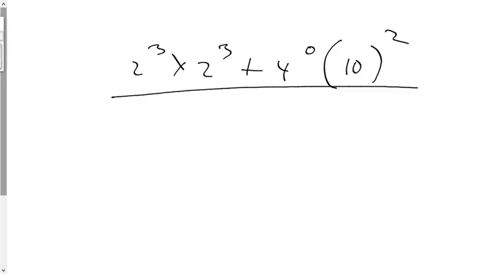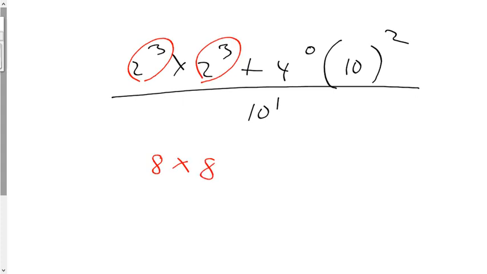Question 16, 2 cubed times 2 cubed plus 4 to the 0 times 10 squared divided by 10 to the 1. Looks complicated, not that bad. We know that we don't have any brackets, so we just have exponents. So I'm going to simplify every power. 2 cubed is 8. 2 cubed is 8. 4 to the 0, any base to the 0 is 1. 10 squared is 100.